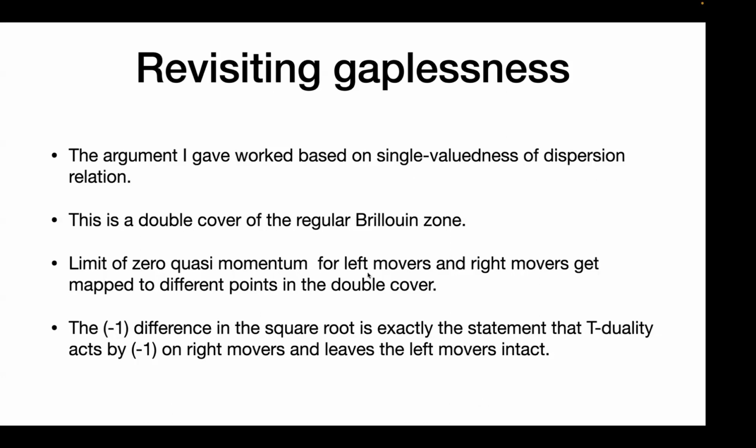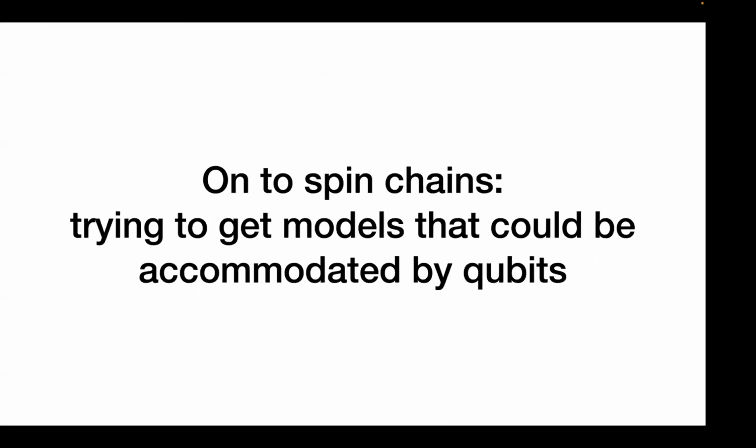So the claim is that the reason this was working is that if you go back to the original theory in terms of the regular scalar, this was a non-trivial T-duality symmetry, and the non-invertible symmetry of the system is at the root of the system being gapless. So this is the statement that this double cover of the Brillouin zone is really a secret story about non-invertible symmetries in disguise.